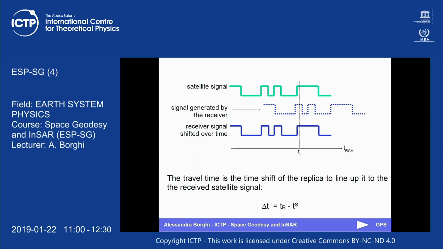So the codes are like flags in the carrier to recognize it, because the carrier is a periodic sinusoidal signal. So we don't have any information about the time. It's a periodic signal. But if you put a code, it's like putting flags along this wave. So we can recognize the point, and we can obtain this measure of the time.